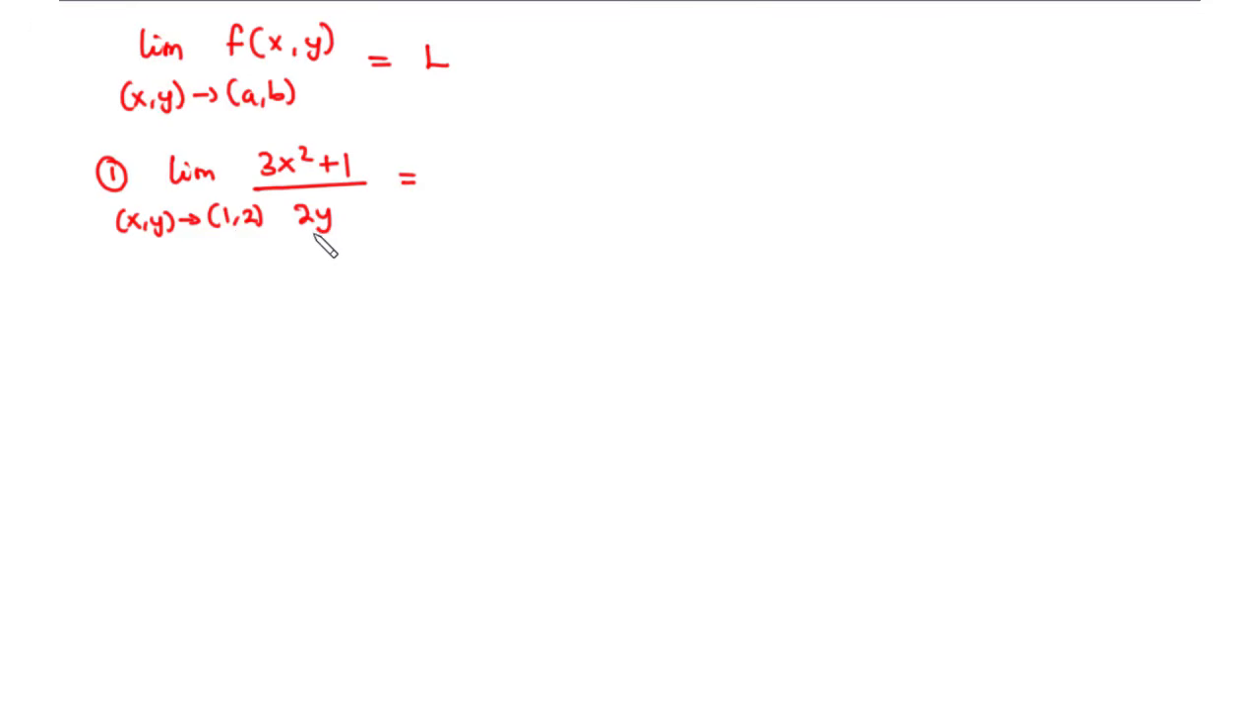So we are going to plug in 1 for x and 2 for y. So we have 3 times 1 squared plus 1, divided by 2 times 2. 1 squared is 1, times 3 is still 3. So 3 plus 1 divided by 2 times 2, which is 4. This becomes 4 divided by 4, which is equal to 1. Therefore, the limit of this function as (x, y) approaches (1, 2) is equal to 1.